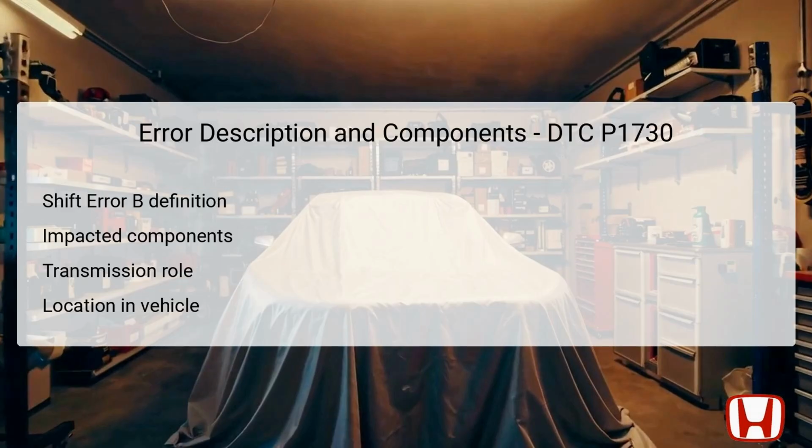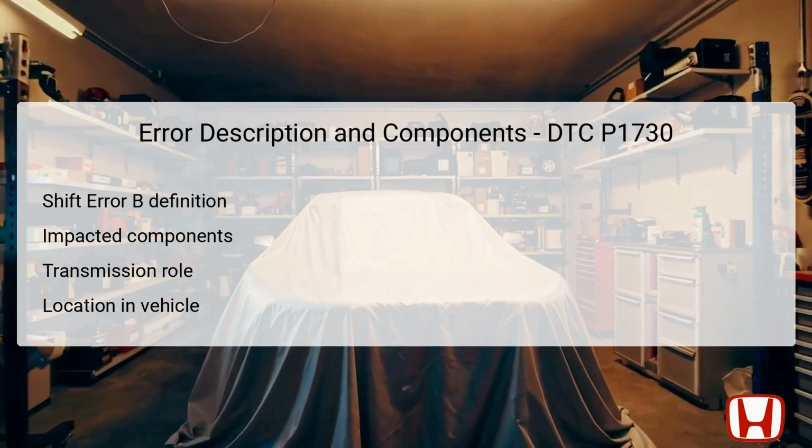The DTC P1730, termed shift error B, indicates a malfunction within the automatic transmission system affecting its shifting ability. The core components involved include the shift solenoid valves, labeled A, B, and D, which are responsible for facilitating proper gear shifts. The shift solenoid valves function by controlling the flow of transmission fluid, which in turn allows for smooth and accurate shifting between gears.